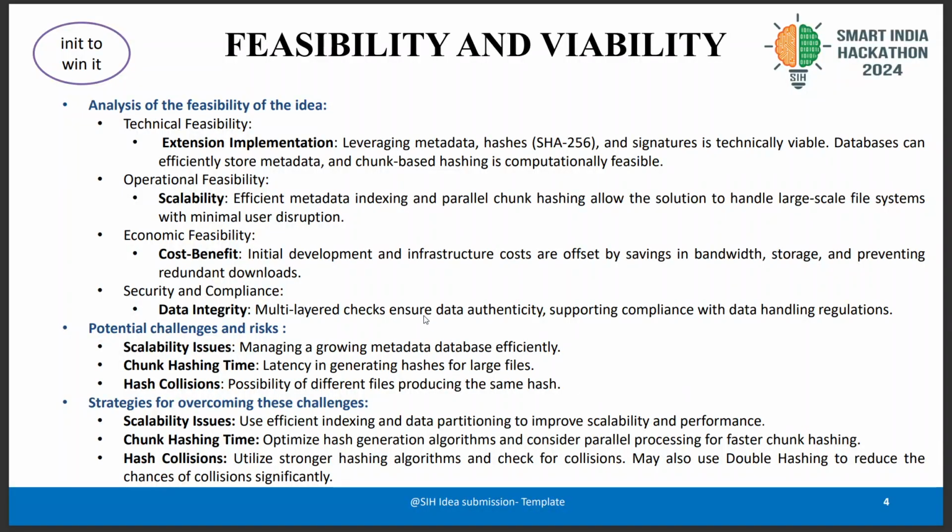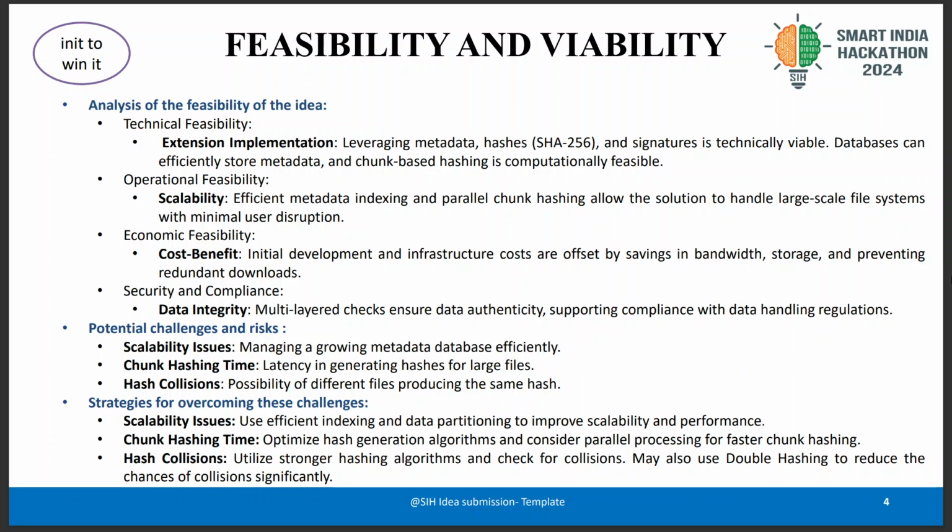So the feasibility is, as you can see, the technical feasibility is that the database can efficiently store metadata, and chunk-based hashing is computationally feasible as it is not too much data, and it is also within the ASCII values. It is also scalable for large data sets. We can create the hash for the data set, which is a very small hash of at most 10 digits.